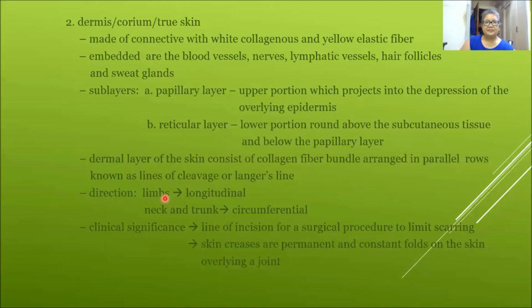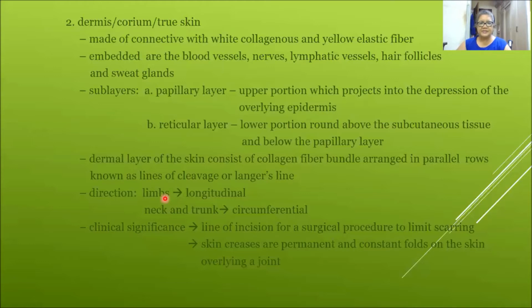Now, the dermal layer of the skin consists of collagen fiber bundles arranged in parallel rows, known as lines of cleavage or Langer's lines. The direction of the collagen fiber bundles in the different parts of the body will differ. Like in the limbs, the direction of the collagen fiber bundle is longitudinal, while in the neck and the trunk, it is circumferential. What is the significance of this?